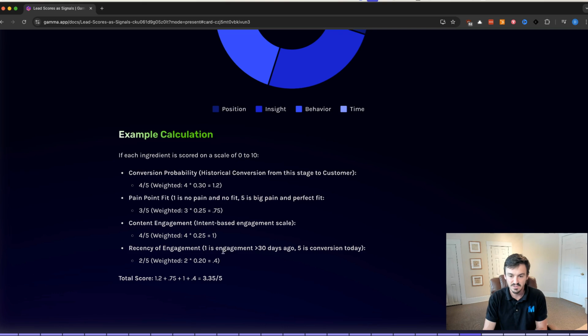And then recency of engagement. So 1 is an engagement greater than 30 days ago. 5 is a conversion today. And so this is a decay type measurement, because the longer you wait after someone has engaged, the worse your conversion is going to get in terms of getting them to the next stage or getting them to a customer. And so this is relevant for a lot of people.